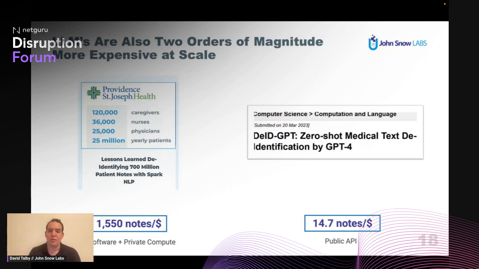If you have 100 notes, sure, it's cheaper. You just call an API and you do it, and you get what you get. But if you have 500,000 patients, 10 million patients, 5 million patients, large language models are just not a cost-effective solution as of now.